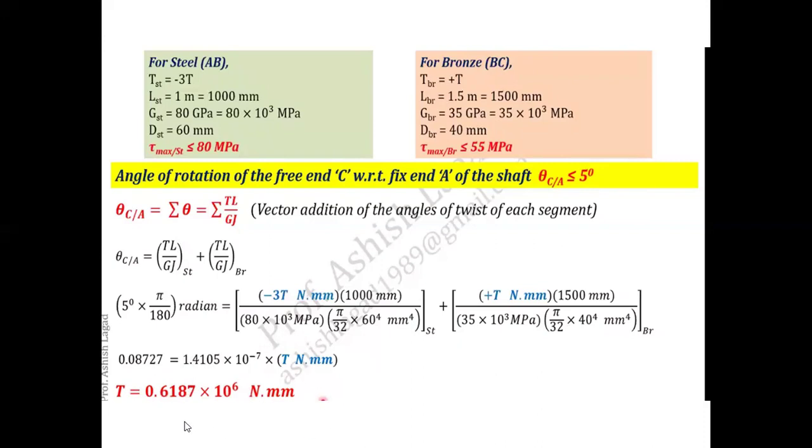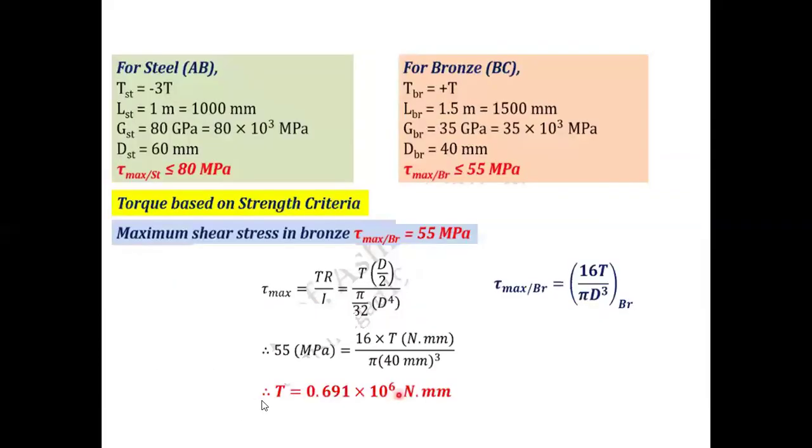So if you put all the values, then you will get torque based upon angle of rotation, which is 0.6187 into 10 raised to 6 Newton mm. So in this way, we can calculate that value of torque based on this arrangement. Okay. So thank you all.